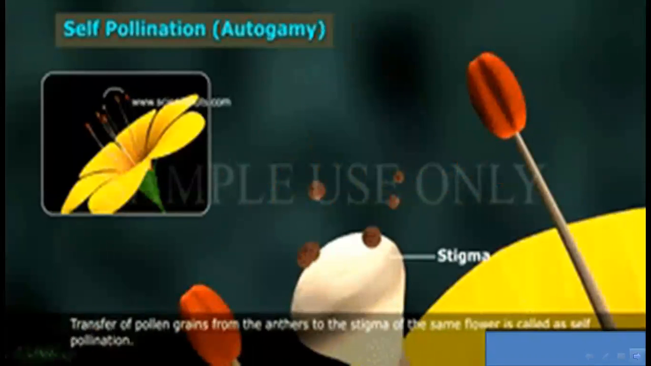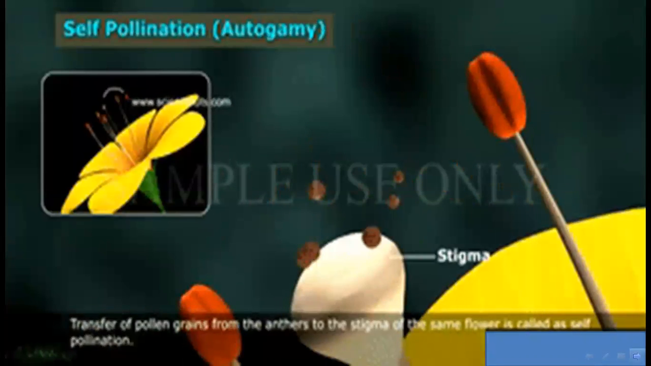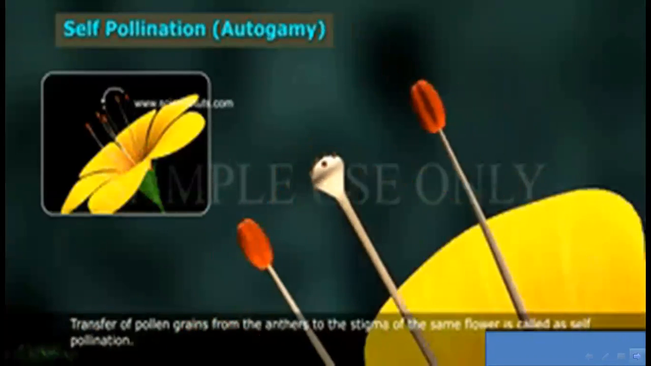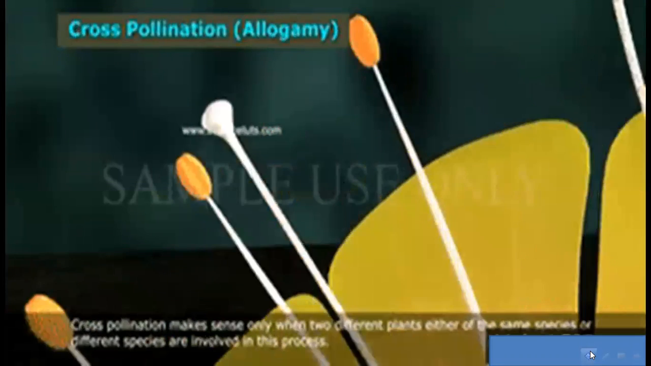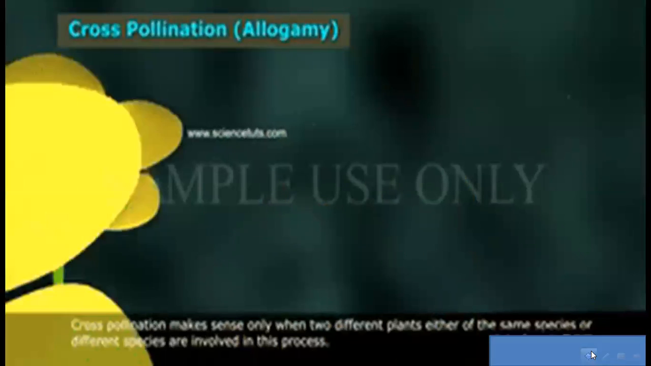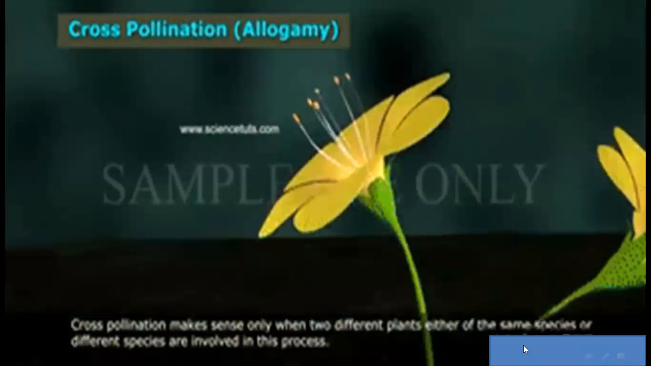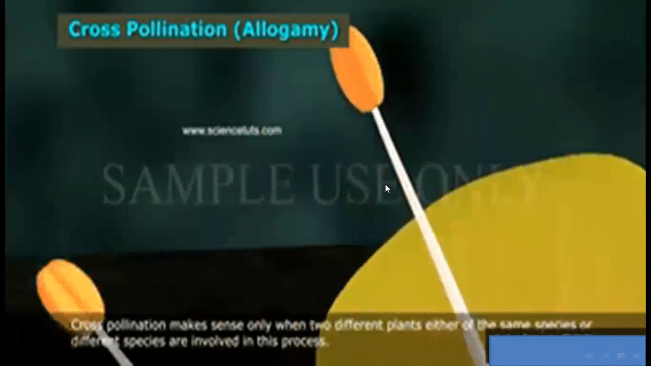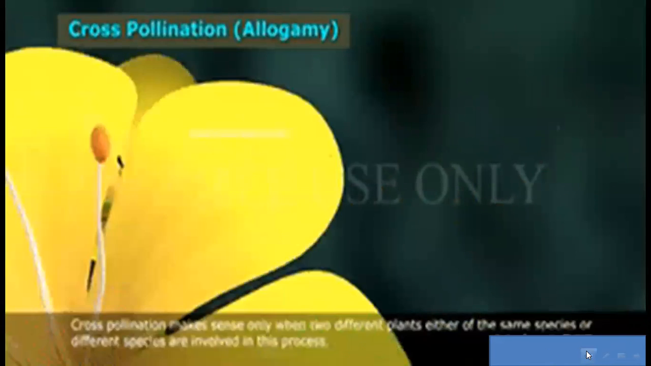And if the pollen of a flower falls onto the stigma of the same flower, it is called self-pollination. And if the pollen grains of a flower fall onto the stigma of another flower, it is called cross-pollination. Here is the transfer of pollen grain from another flower. So that one shows you cross-pollination.